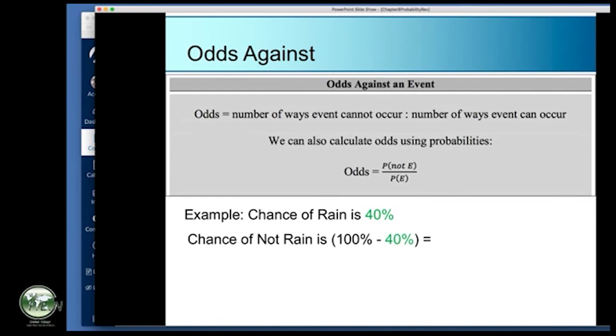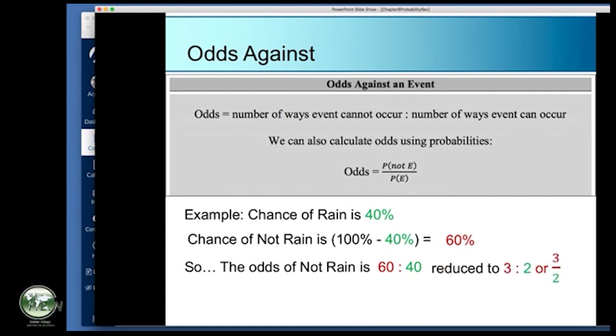a percentage. So chance of rain is 40, chance of not rain is 100 minus 40, which gives us 60. And then you do the calculation. This is 60 to 40. This is the chance of not raining, or the odds of not raining. We could use the word chance in both cases, but it's odds, it's not probability. And we can reduce this to 6 to 4 or 3 to 2.